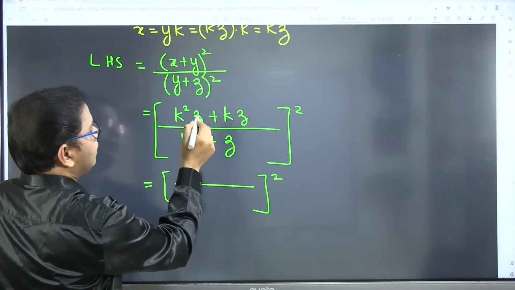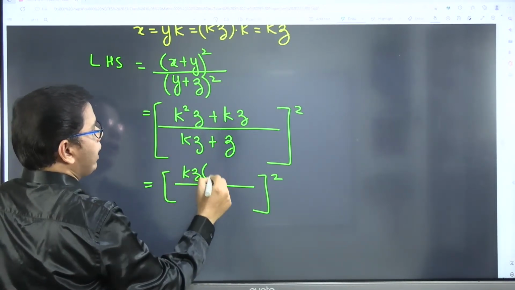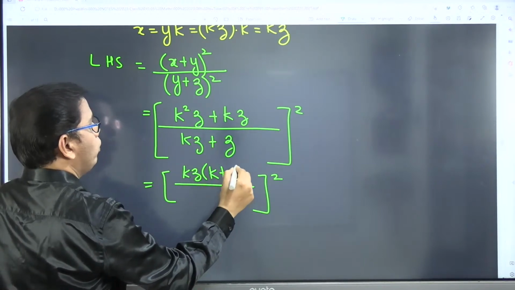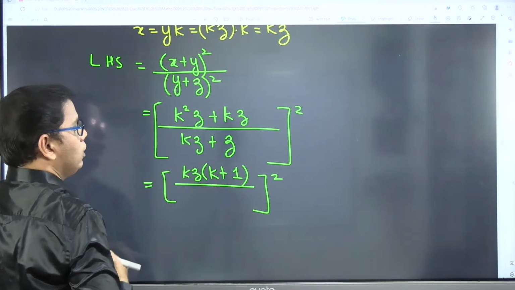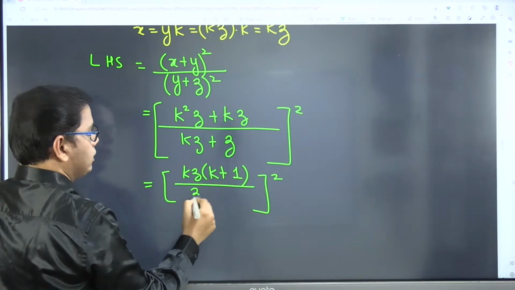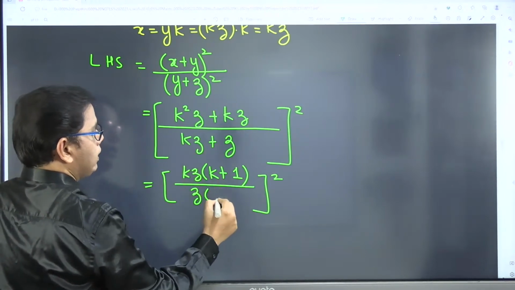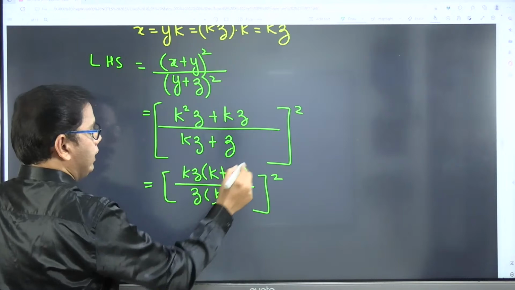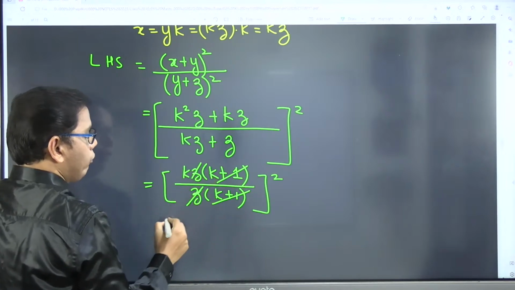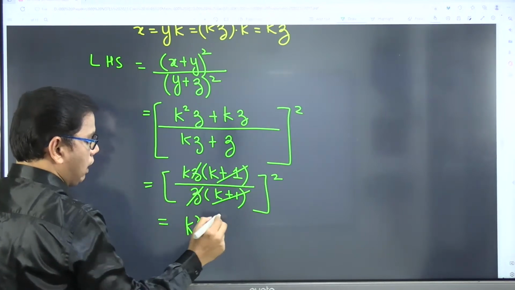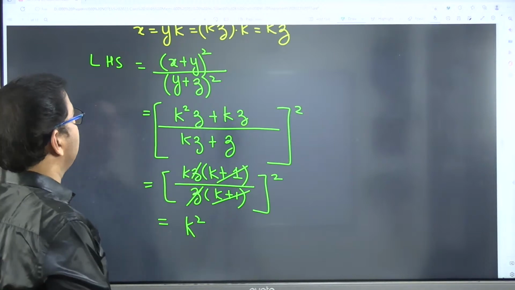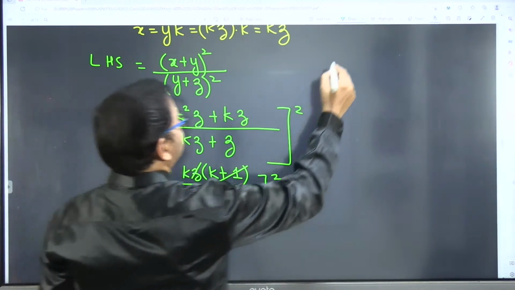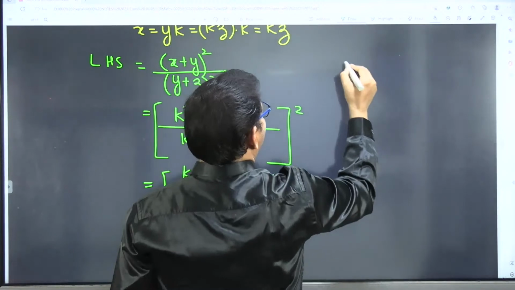What is left? z is gone, k square, k is taken out, k is left, the whole kz is common. So this is 1 and z is common, so what? k plus 1. I hope you are getting it. I am not going very fast. If you feel I am going very fast, let me know in the comment box. This is your LHS. Now I will try to solve RHS.